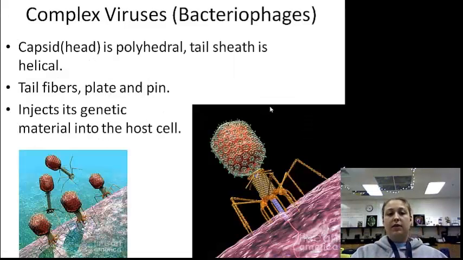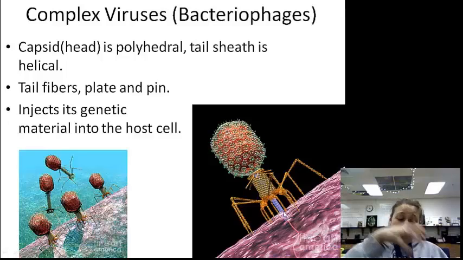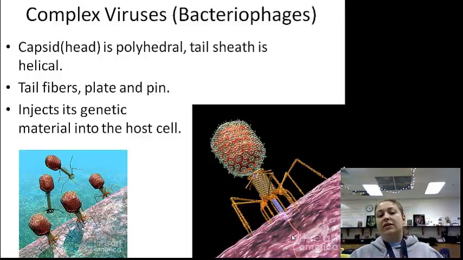Yay! Complex viruses, bacteriophages, one of my favorites. The capsid is polyhedral. Then we have the tail sheath, which is a helical type thing. We've got our tail fibers, and we've got our plate and pins. So again, we see this guy here, and he has literally gotten onto a cell, and he's injecting his DNA into the cell. So he doesn't even need to go into the cell. He just injects his DNA. Or RNA.